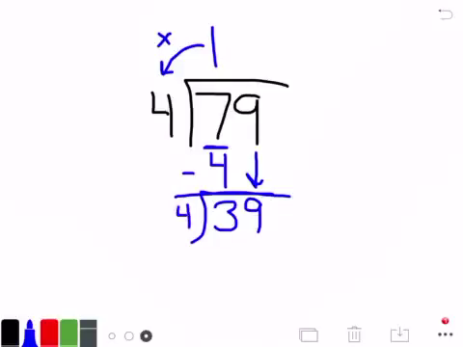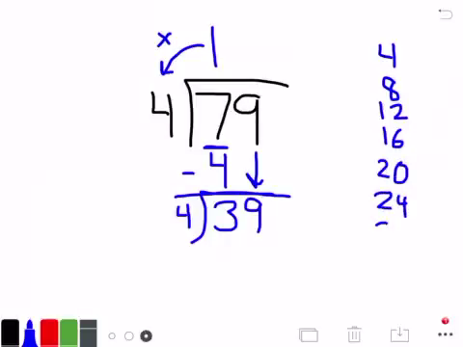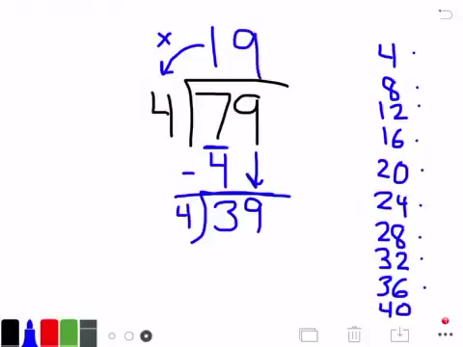Again, counting those multiples, using that strategy of trying to figure out what number times 4 would get you to 39. So I'm going to list some multiples over here. 4, 8, 12, 16, 20, 24, 28, 32, 36, and 40. Now 40 is too much. That means I could make 1, 2, 3, 4, 5, 6, 7, 8. I can make 9 groups of 4.